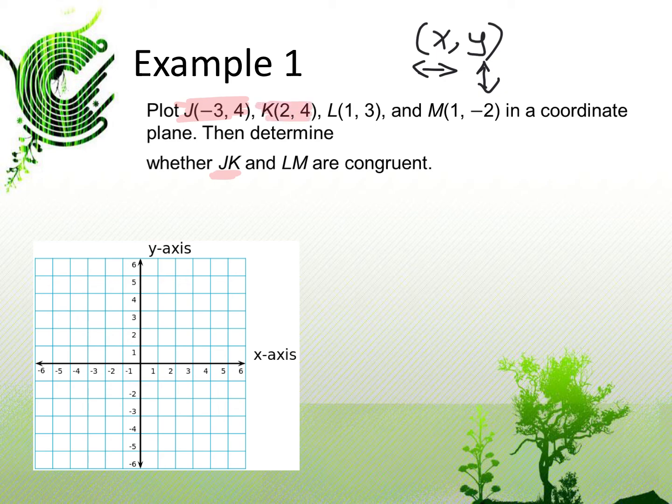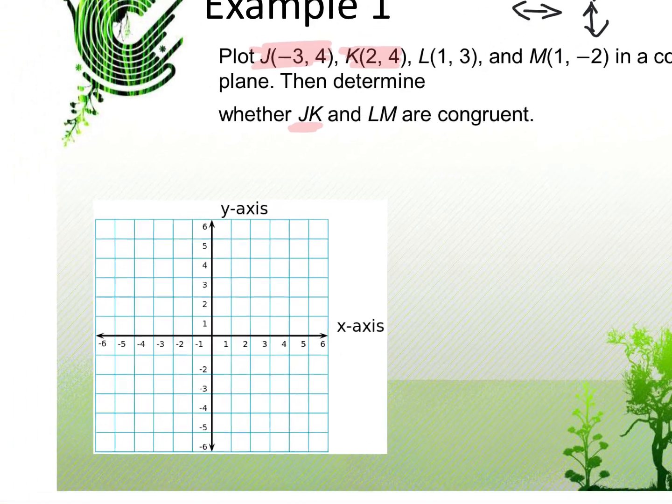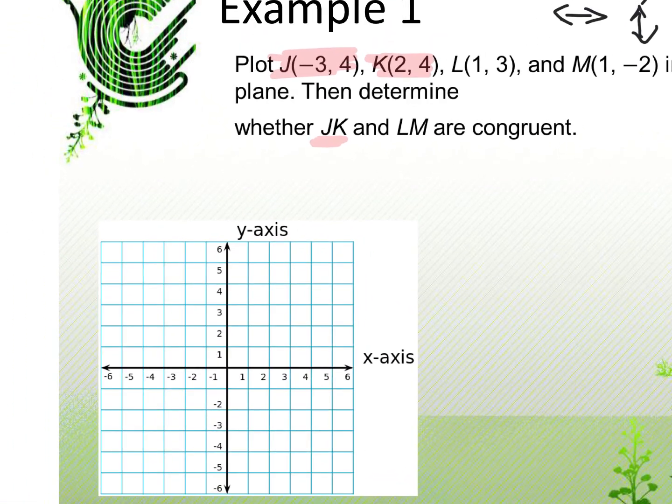So I'm going to graph J and K. First, I'm going to graph J. So when I go to graph J, notice the first number is -3. So I'm going to go over to the left to -3 and then up to the +4. So this is point J. And then I'm also going to graph point K. And K is 2, 4. So I'm going to go over to the right to 2 and then up to 4. I'm going to connect.